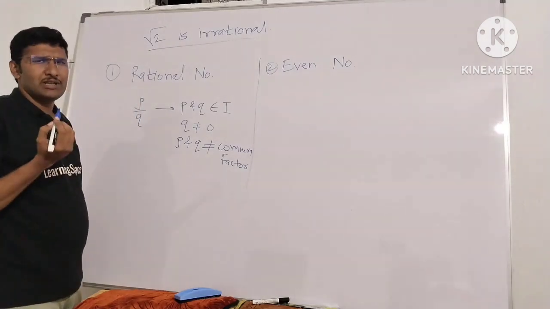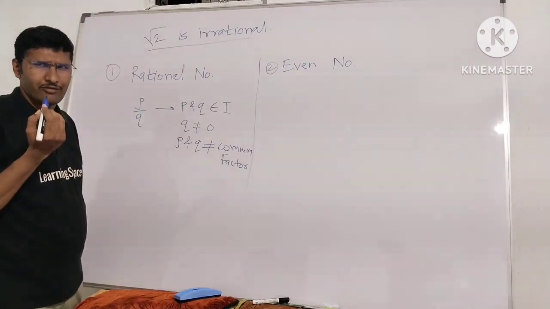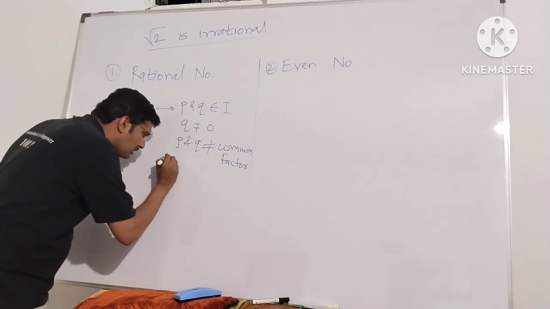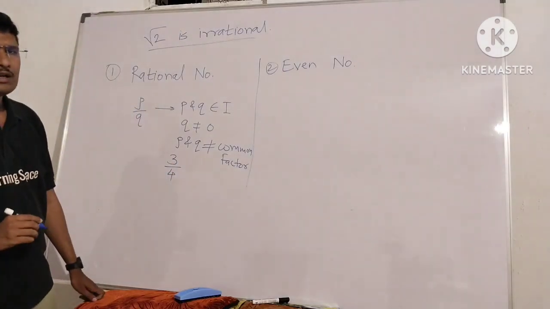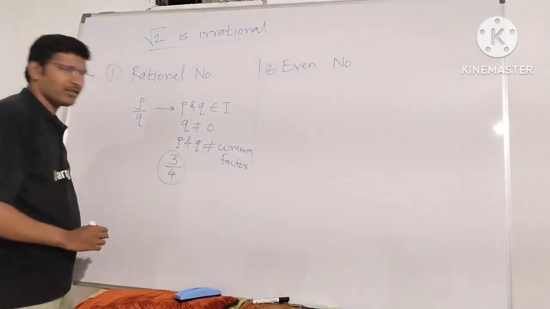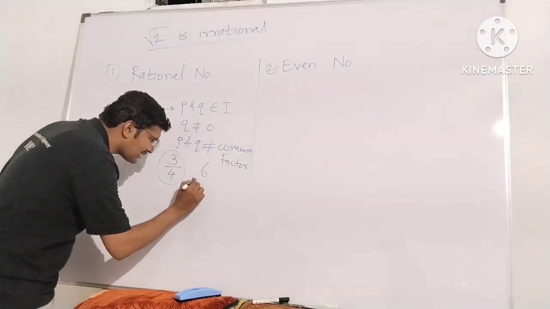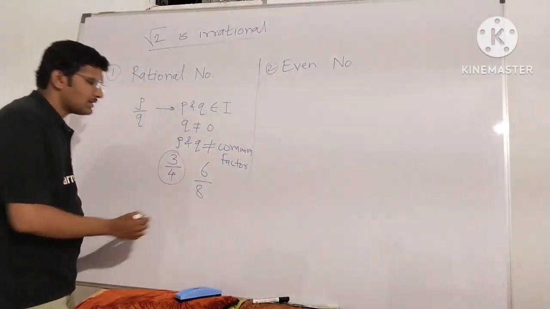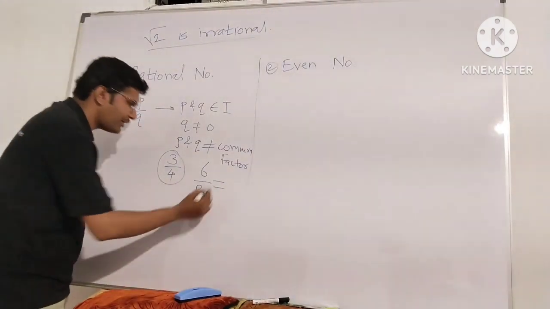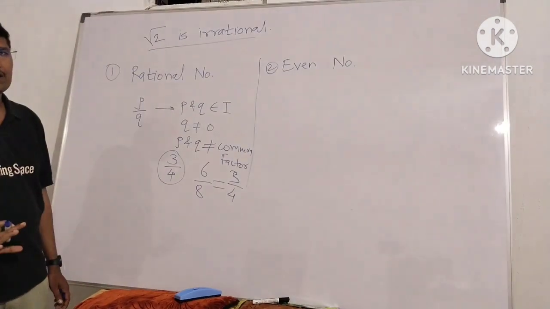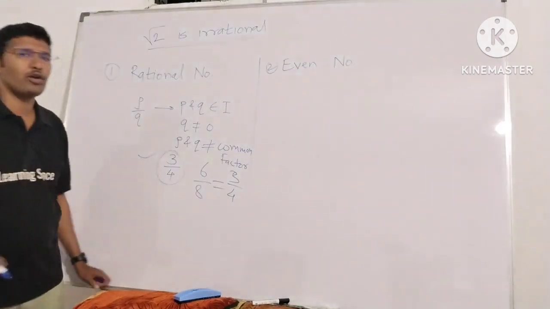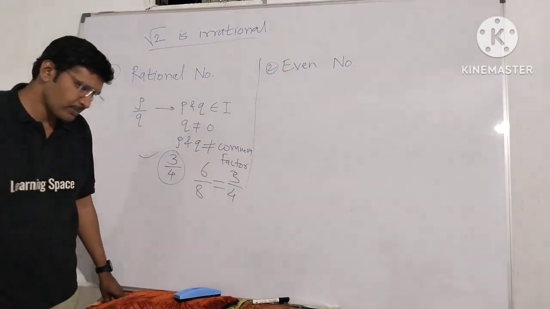What is a simple fraction? The simple form of a fraction is, for example, 3 by 4. This cannot be simplified further. And suppose we take 6 by 8. This can further be simplified to 3 by 4. So the standard form is like this. It cannot be simplified further.